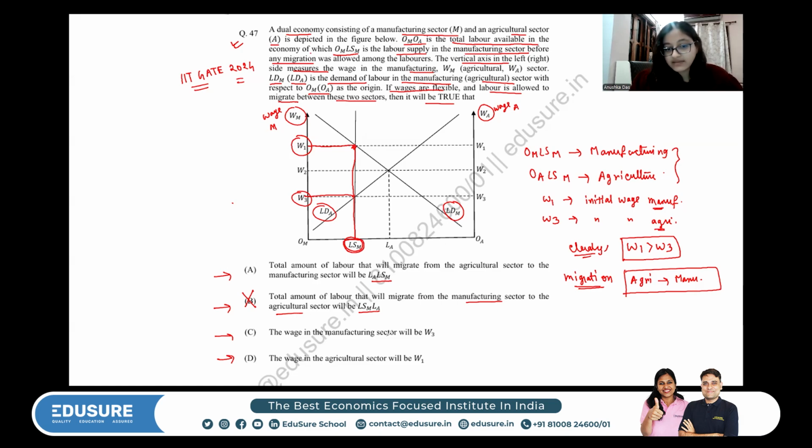It says the wage rate in the manufacturing sector will be W3. This is also not true, because we see that the wage rate in the agricultural sector is W3 and not in the manufacturing sector. This is false. The wage rate in the agricultural sector will be W1. Obviously, this is also false. We have just said that W1 is the initial wage rate for the manufacturing sector.